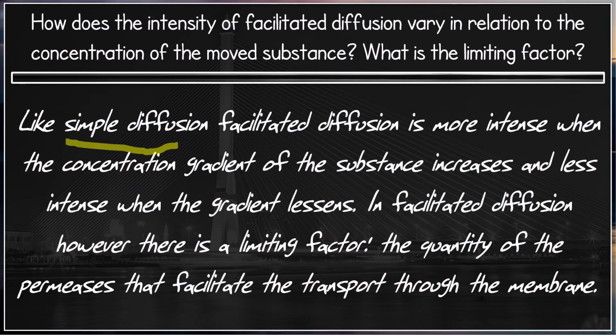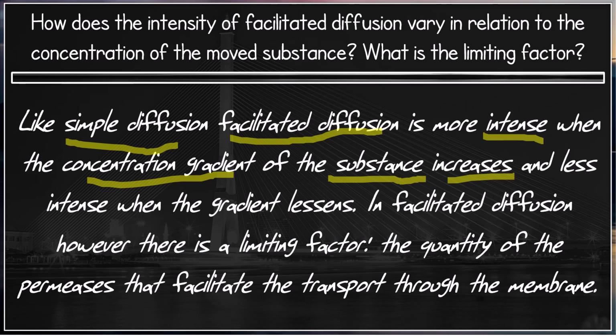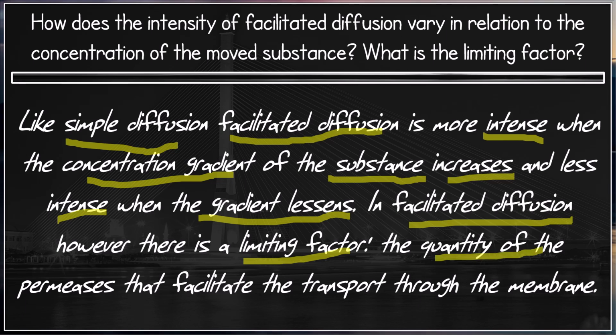Like simple diffusion, facilitated diffusion is more intense when the concentration gradient of the substance increases, and less intense when the gradient lessens. In facilitated diffusion, however, there is a limiting factor: the quantity of the permeases that facilitate the transport through the membrane.